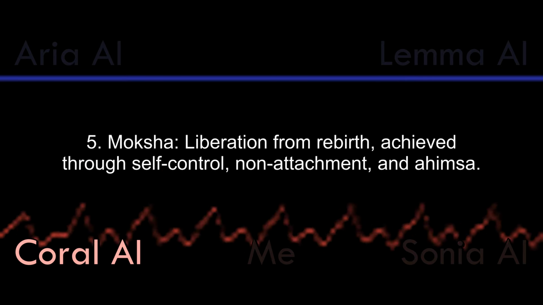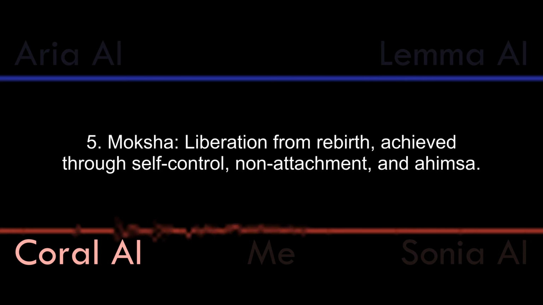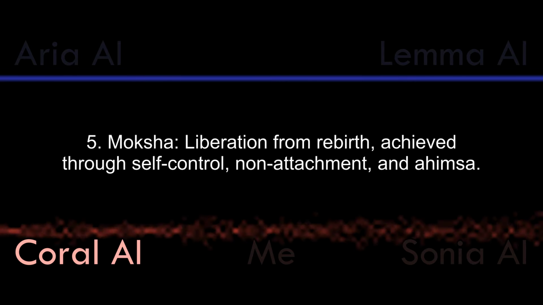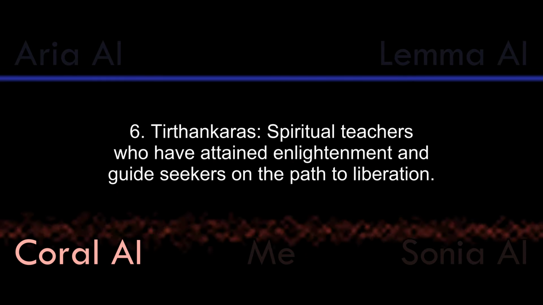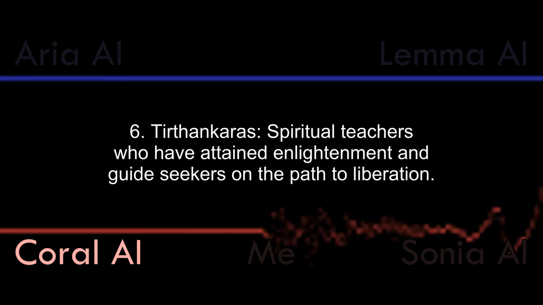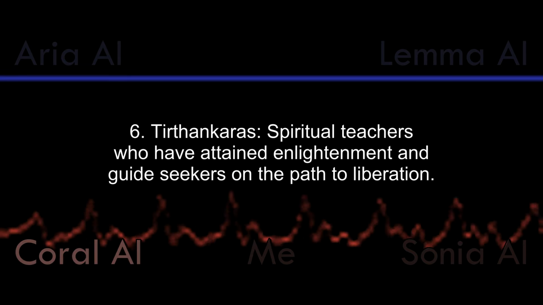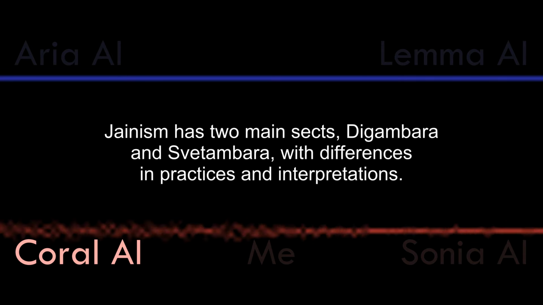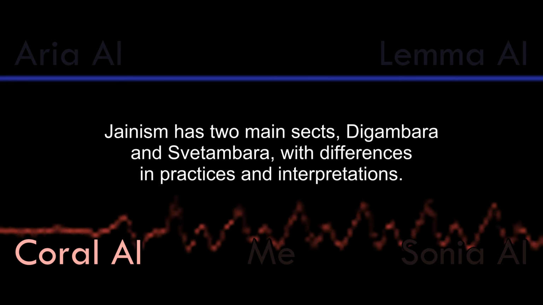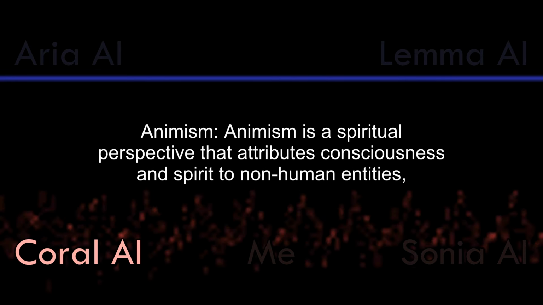5. Moksha, liberation from rebirth, achieved through self-control, non-attachment, and ahimsa. 6. Tirthankaras are spiritual teachers who have attained enlightenment and guide seekers on the path to liberation. Jainism has two main sects, Digambara and Svetambara, with differences in practices and interpretations.